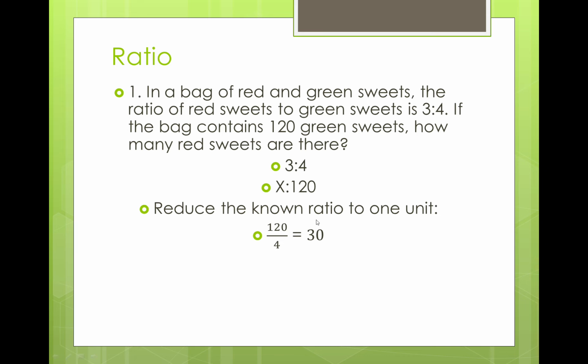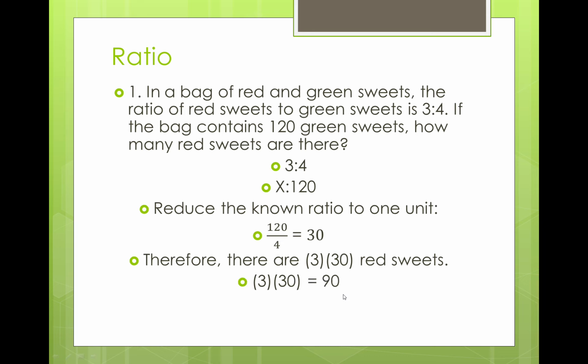By this unit, we can solve the number of red sweets. Therefore, there are 3 units of red sweets times 30. So that is 3 times 30 red sweets, which gives us 90. All right. In another solution, we can use this.